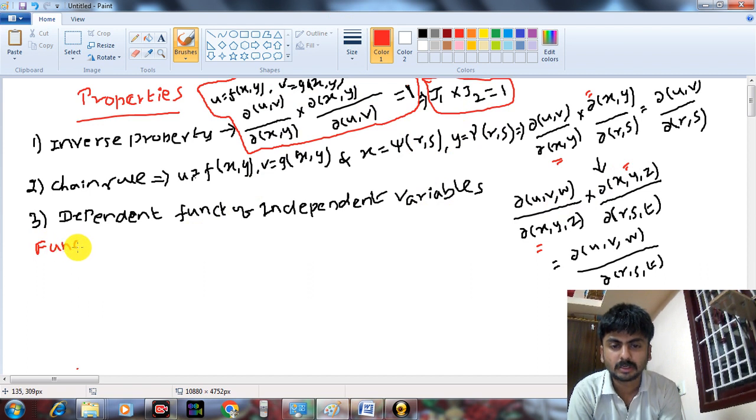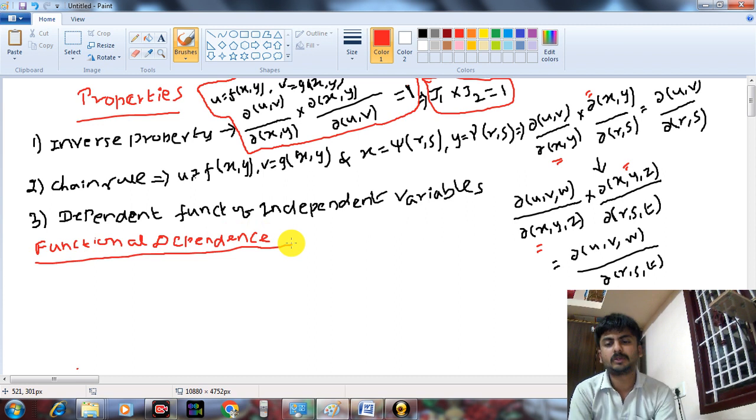Functional dependence. Under this functional dependence only we are having their property. So what is minimum functional dependence? I shall tell you the explanation. You have to make use of that, you have to write it as your notes.